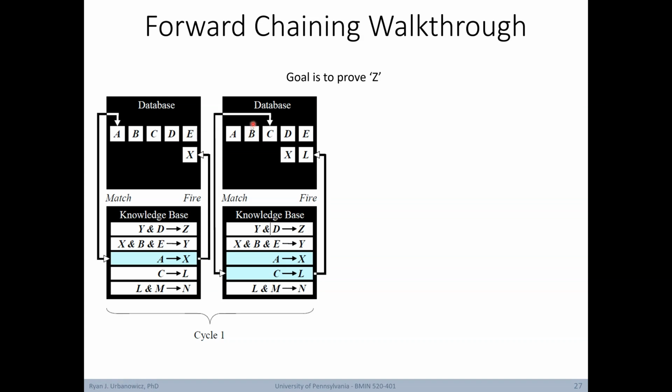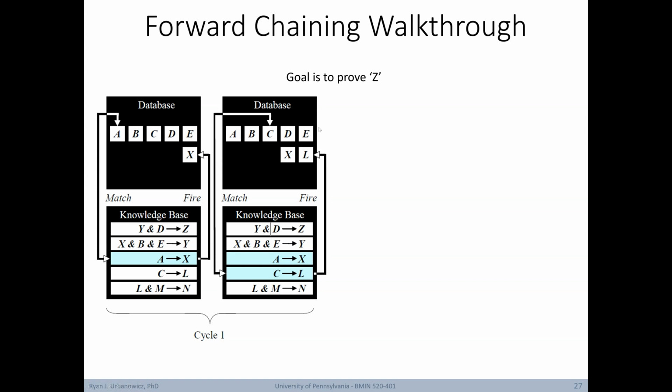We then see if B can trigger any rules, but as you can see here it doesn't trigger anything on its own. We then look at C, and in this case C does trigger L. So at this point L gets added to our fact base. This ends the first cycle of our forward chaining approach. You can think of a cycle as trying to add as many things as possible based on our starting set of facts.